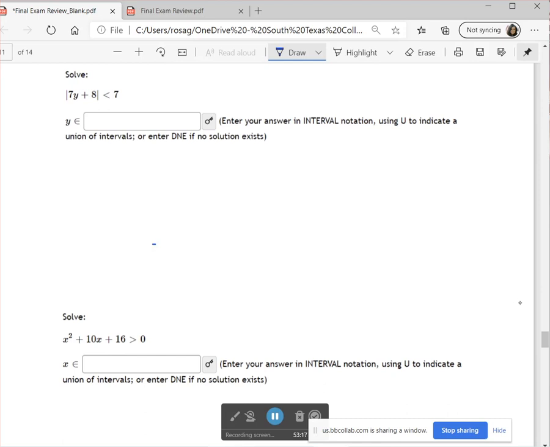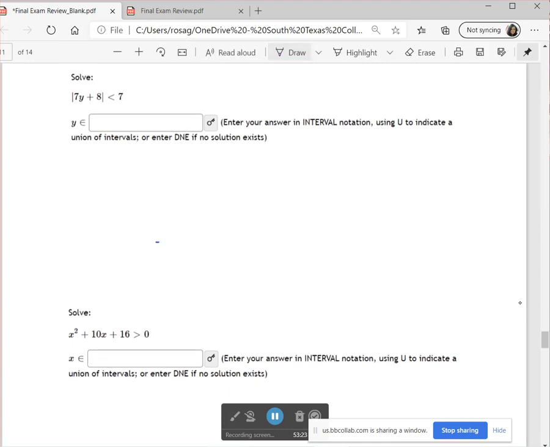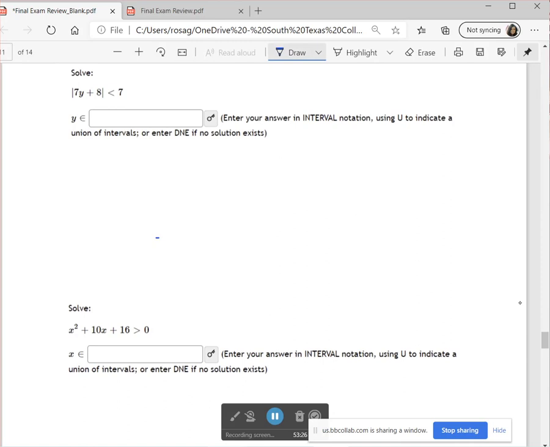So I do it this way. The first equation, I just ignore the absolute value and copy that inequality as it is. Now I am following the rules of inequalities, which means if I divide by a negative, I will change the inequality. So I'm going to do -8 on both sides, and then divide by 7. Now I am dividing by a positive, so the inequality stays the same.